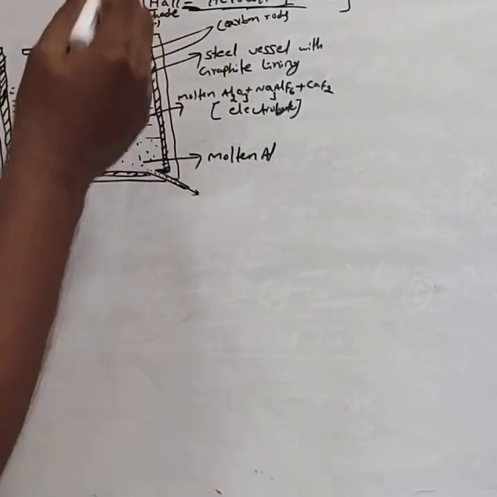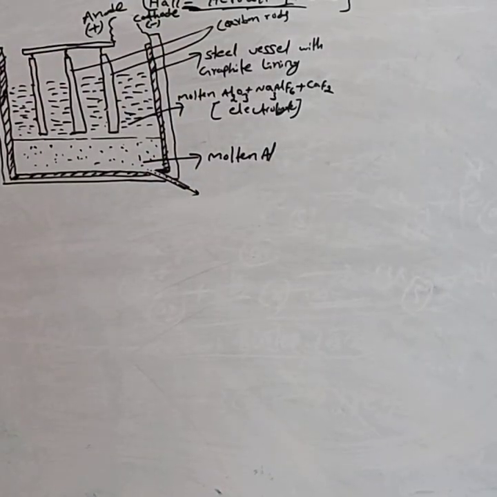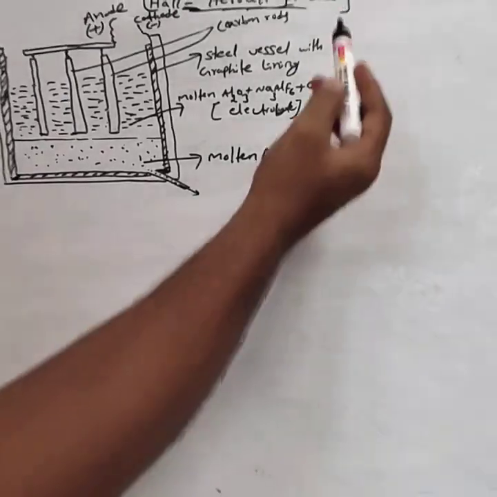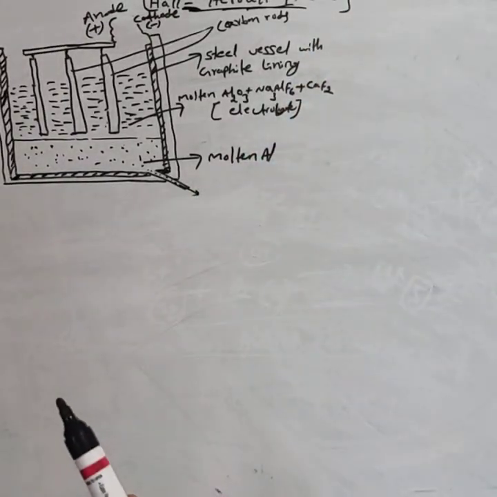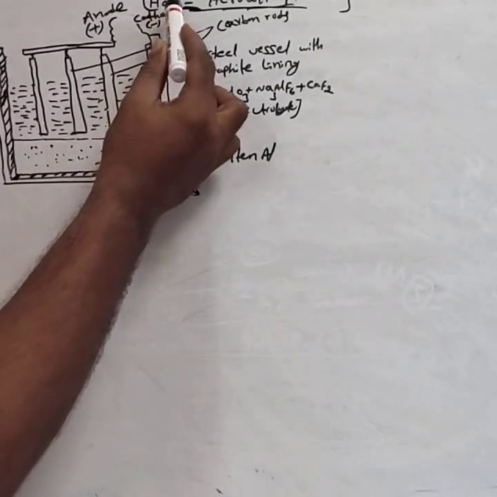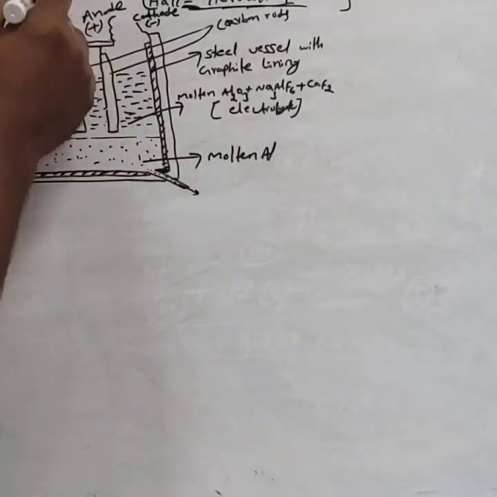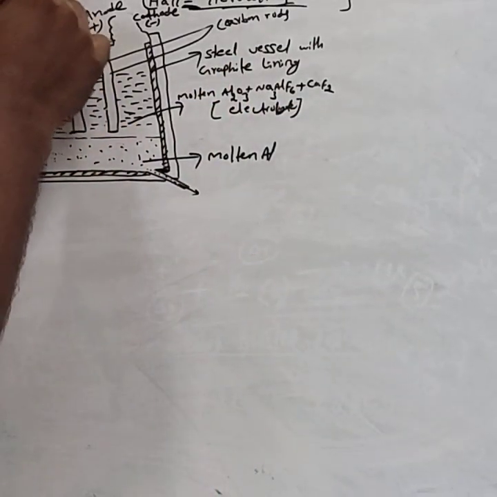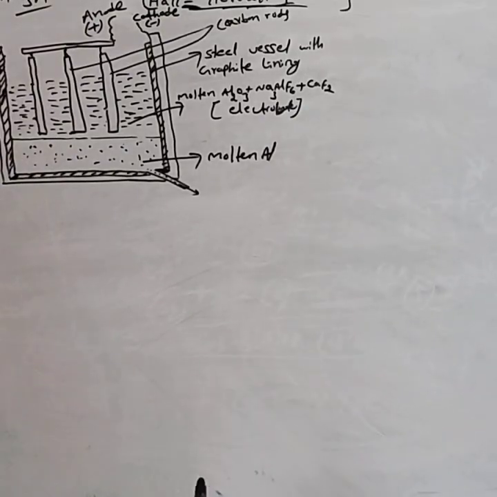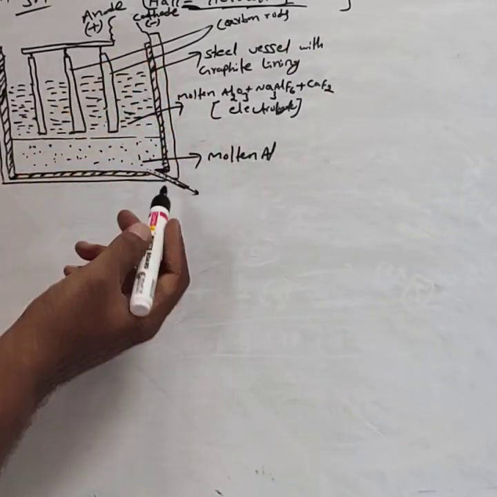Hello students, in this class we will study the extraction of aluminium by electrolytic reduction. This is also called the Hall-Héroult process. This is one of the important questions for 3 marks. Either they can ask the leaching process, that is purification of bauxite by leaching, or they can ask the extraction of aluminium by the Hall-Héroult process. This is a compulsory question for 3 marks.